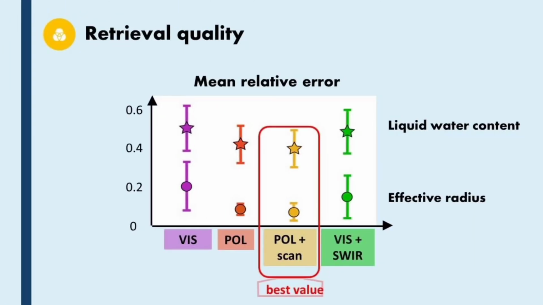The retrieval quality is compared without sensor uncertainties other than noise. These values are mean relative errors of the cloud set. The pol setup has a significant advantage over both VIS and the combined VIS and SWIR setups. You can see the cloud bow scan gives a slight additional advantage to the polarized setup. For these retrievals, we had only radiometric noise.